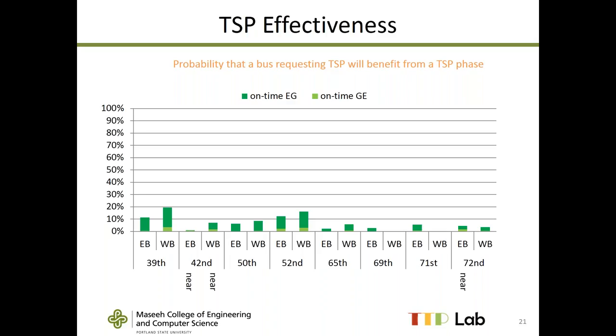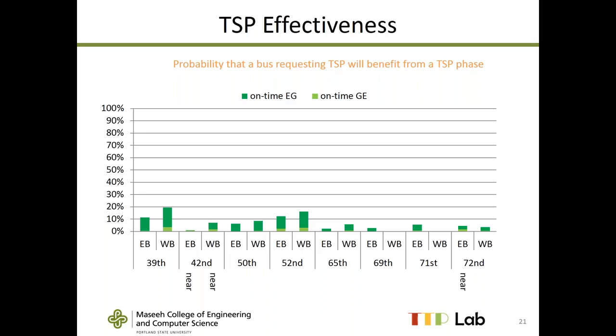We see some intersections where we get an effectiveness of almost 15% of the time, where the TSP phase is granted on time, and we see that for green extension, the numbers are much smaller. So there is a big difference right there.